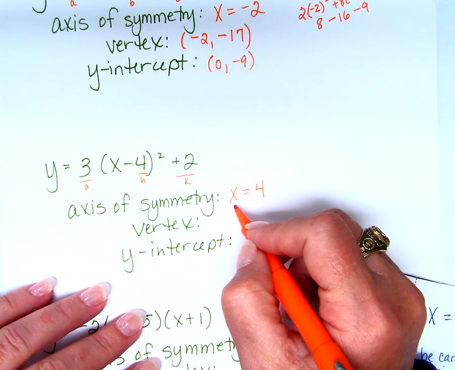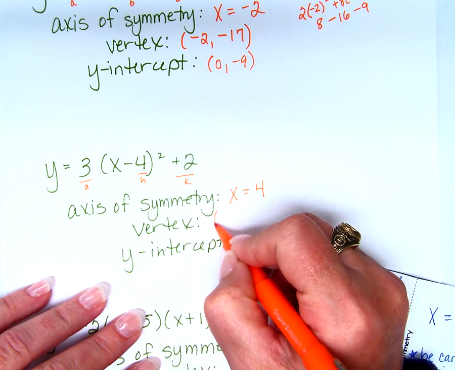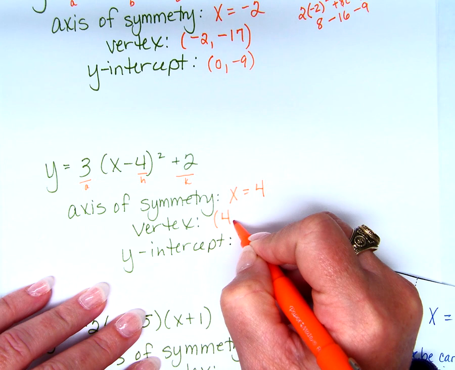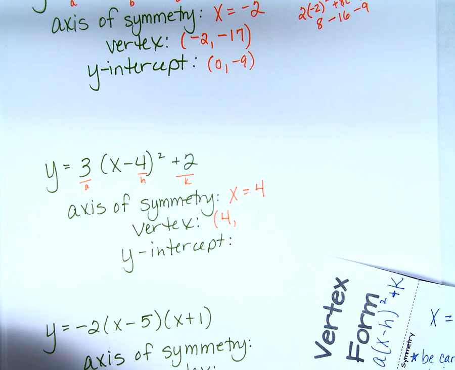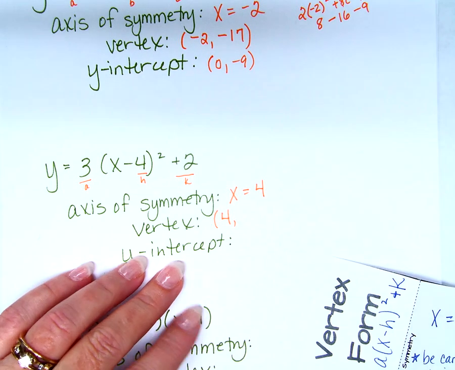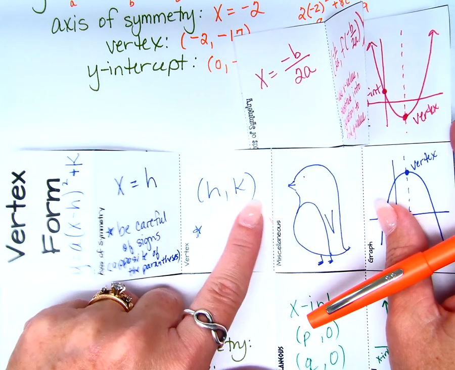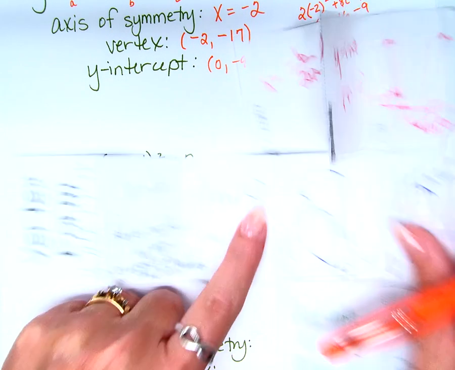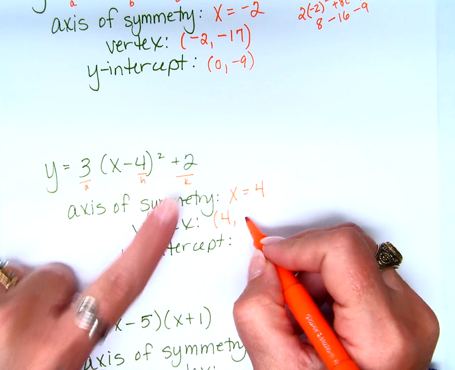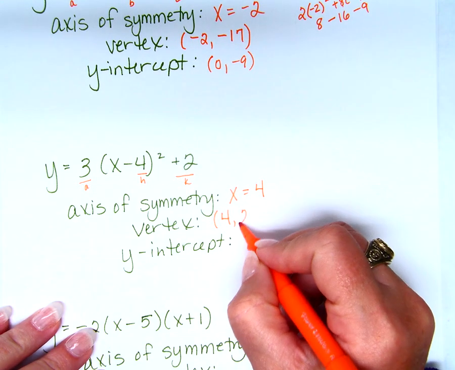But remember, if I know the axis of symmetry, I also know the x coordinate of the vertex. You are correct, it is vertex, and that's okay. How do I find the y coordinate? Oh yeah, look, right? It's k, isn't it? So 4 comma what? 2. It's right there.